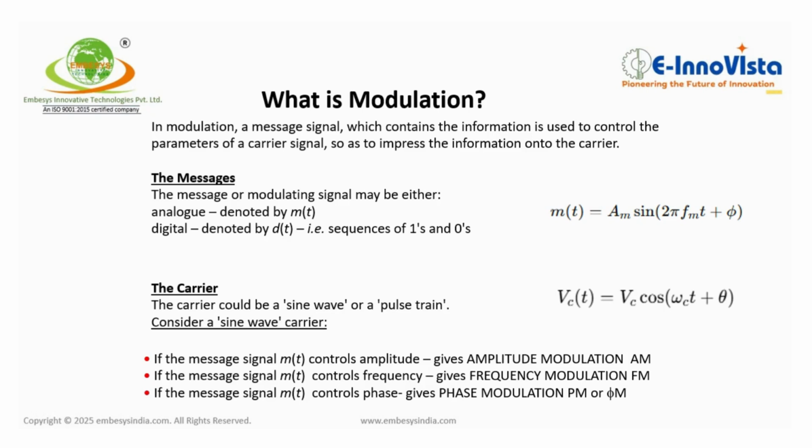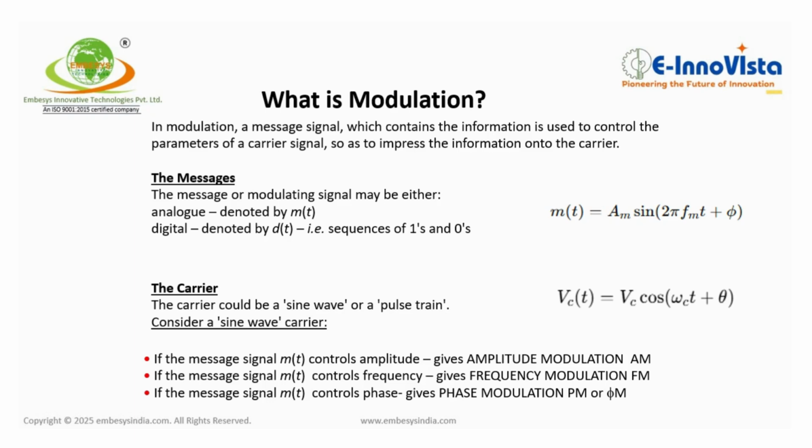The message signal, or modulating signal, may be either analog, denoted by m(t), or digital, denoted by d(t). The message signal is referred to by the equation m(t) equals Am sin(2 pi fm t plus phi), where Am is the amplitude of the message signal, and 2 pi fm is referred to as omega m, the message frequency. And the carrier signal, that could be a sine wave or pulse train, refers to the equation Vc(t) equals Vc cos(omega t plus theta).